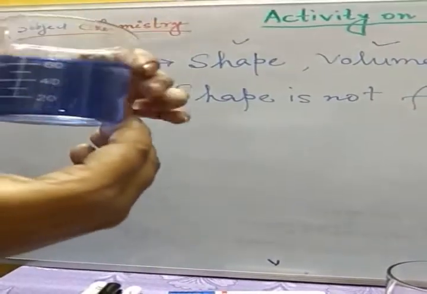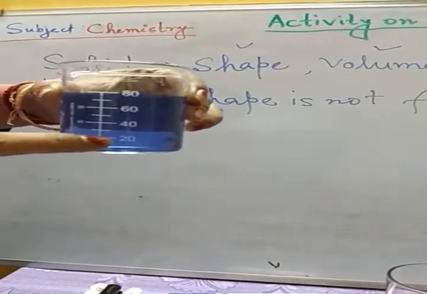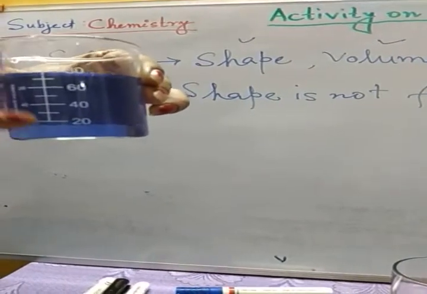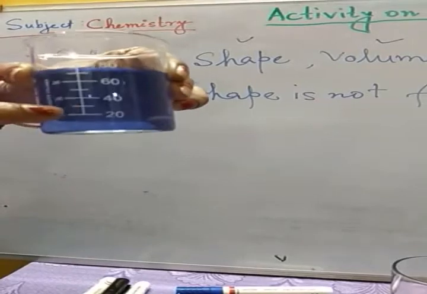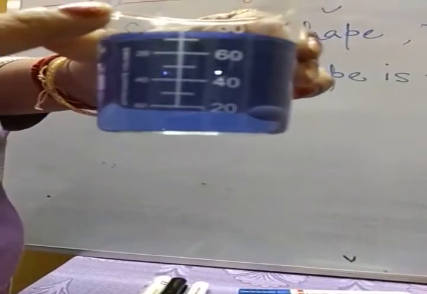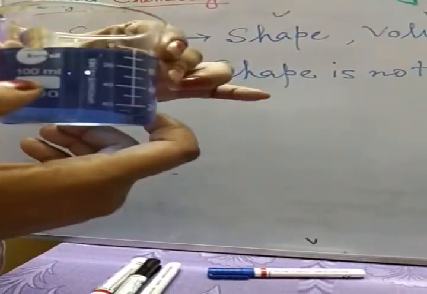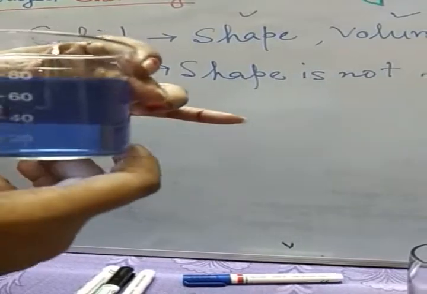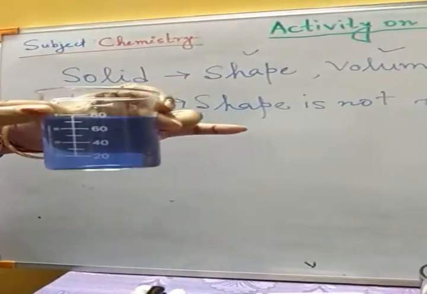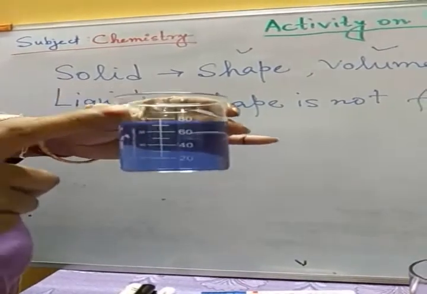So hope you can see, this is 20 ml. Okay, this is 40, and in between 20 and 40 this is 30, 30 ml. This is a 100 ml beaker. See, it is written 100 ml beaker. This is 60 and this is 80. Okay, so I have taken 80 ml of water.